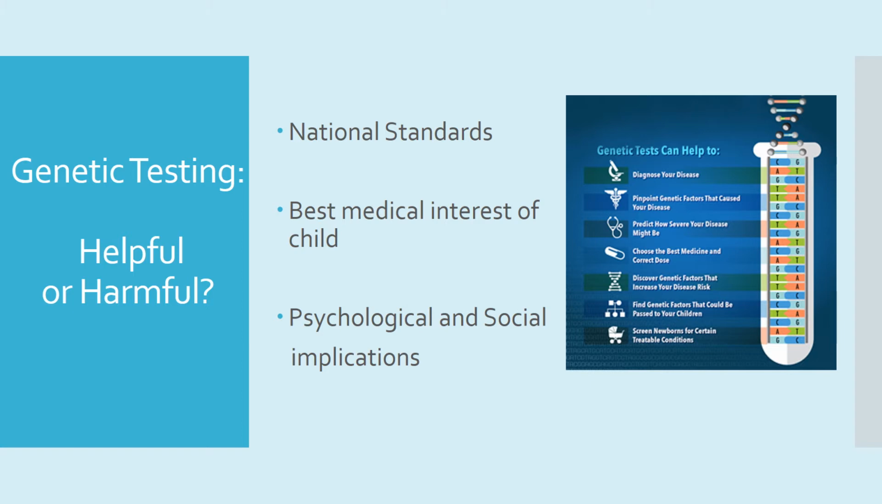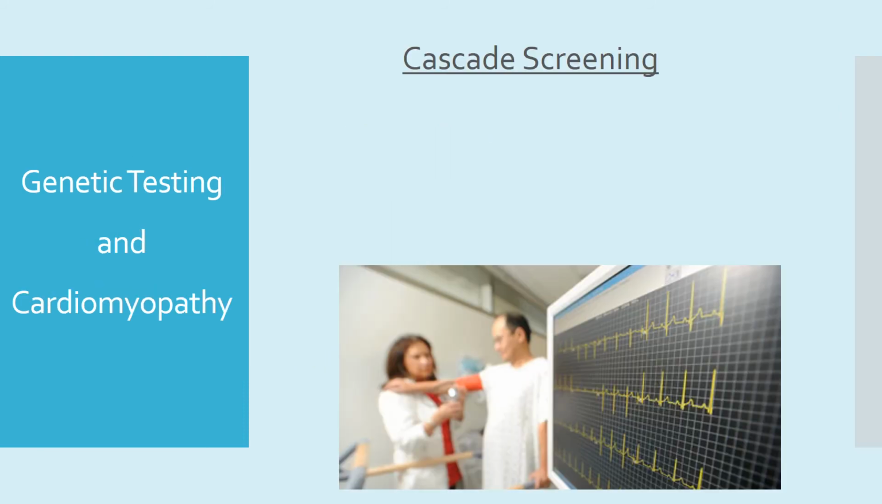I want to touch on this because it has had a large impact on my family in the last few years. The current consensus is that genetic testing should be completed on children to determine the cause of symptoms or to start treatments that could affect a condition to come later in life, such as cardiomyopathy. The decision to test should be made in the best medical interest of the child, but the parent should also take into account the social and psychological implications of being tested.